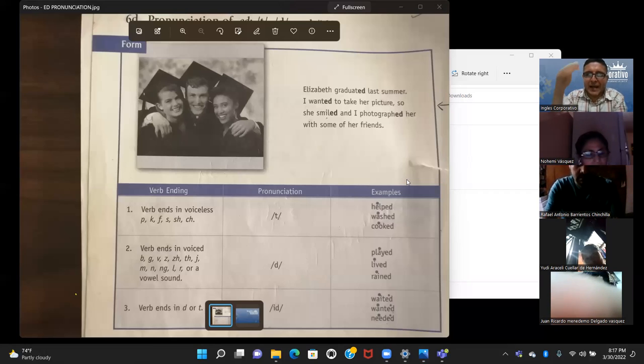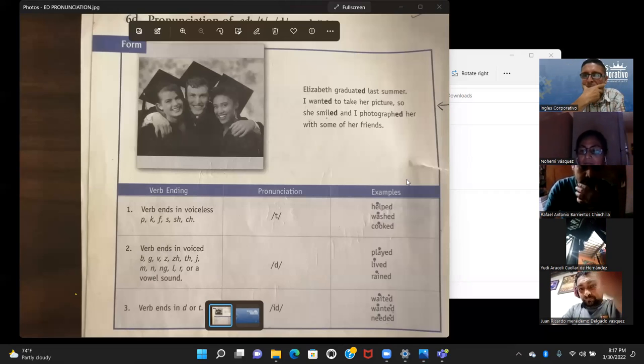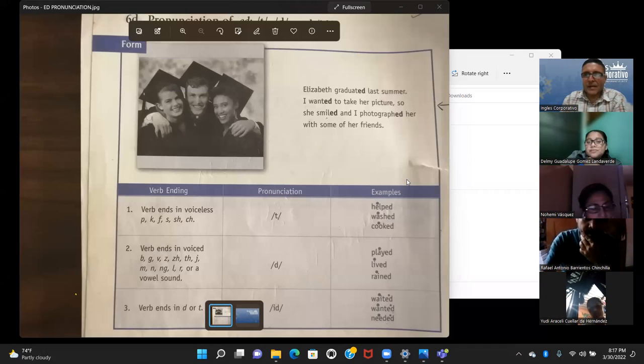Entonces, según la página que les estoy compartiendo ahorita, usted va a clasificar cómo se pronuncia esos verbos en tiempo pasado. Are the instructions clear? Yes, teacher. Okay, go ahead, please.